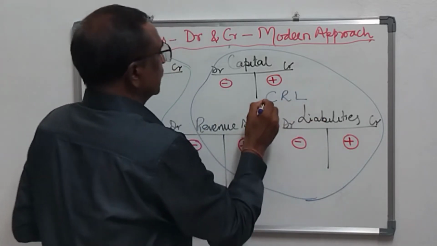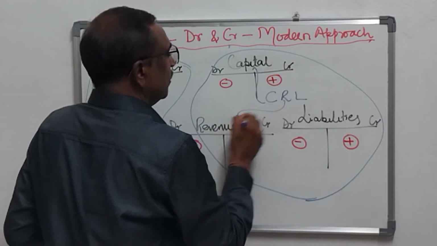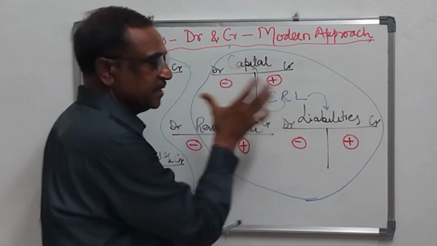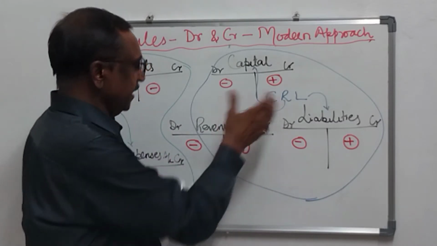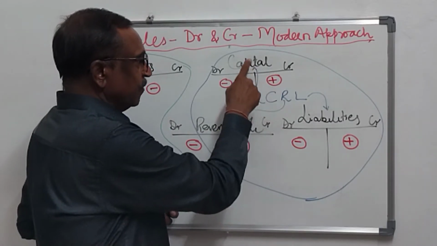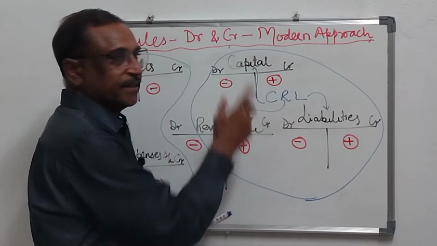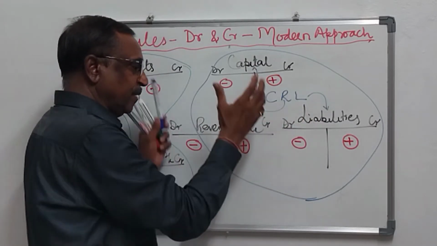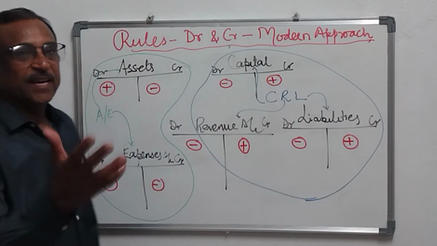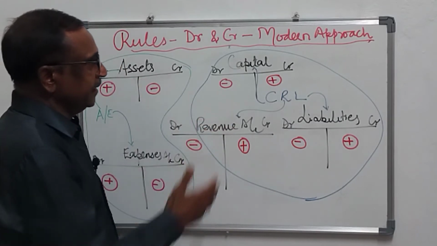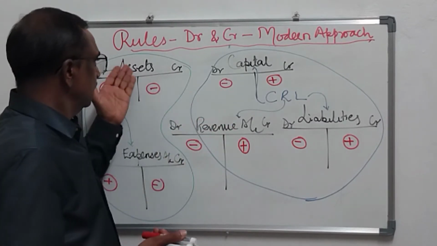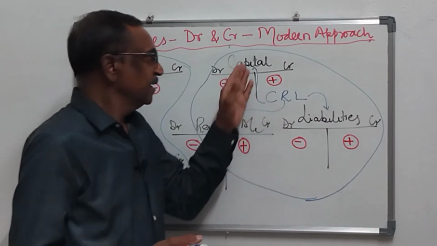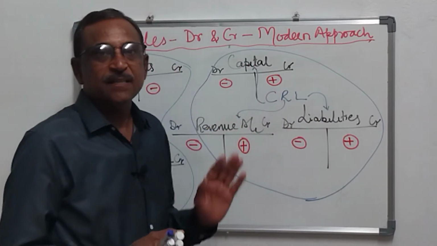CRL, capital, revenue, liabilities. For these three, the rules are similar. That is, increase in the value of capital, liabilities and revenue will be credited, and the decrease in the value of capital, revenue and liabilities will be debited. So, we can say the rules for debit and credit can be classified into two groups. The rules pertaining to assets and expenses are similar, and that of capital, revenues and liabilities are similar.